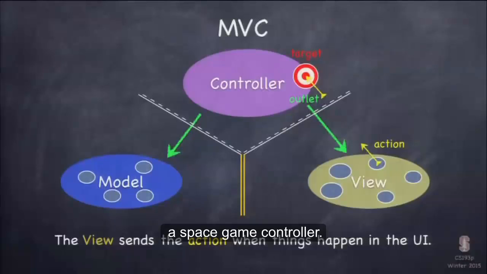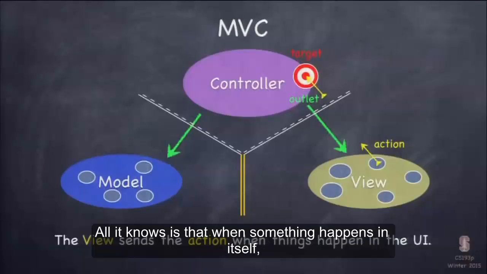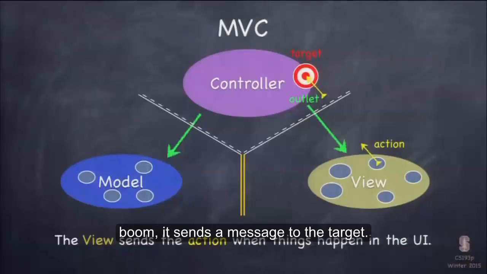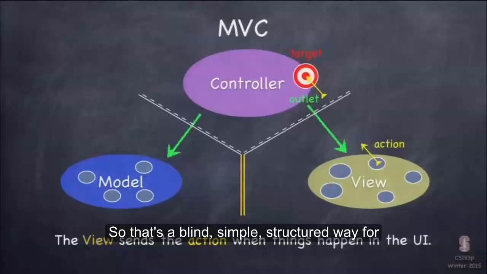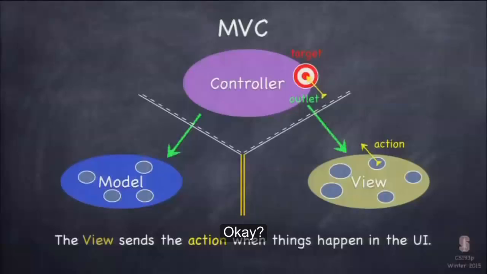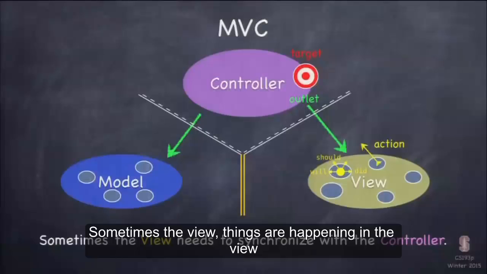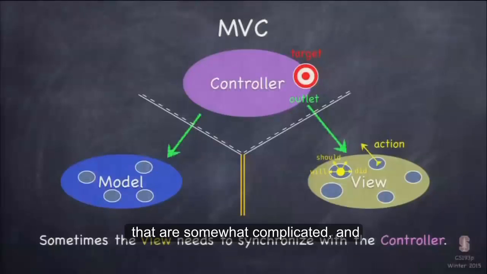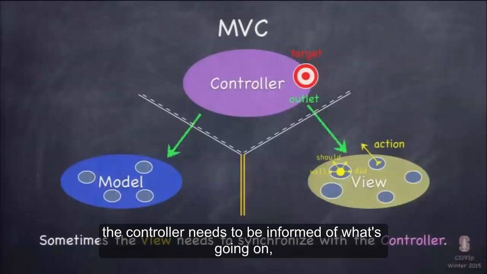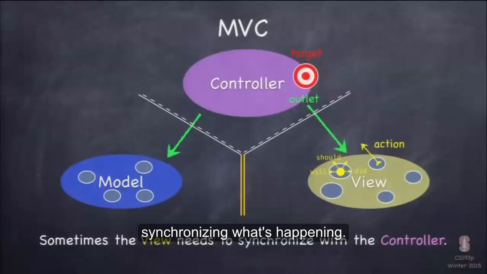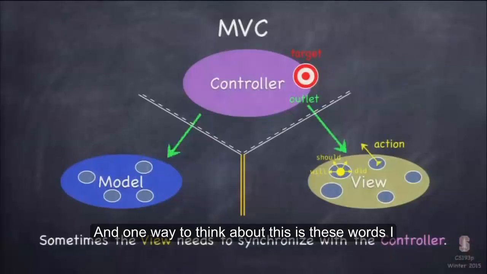It has no idea that it's a card game controller or a space game controller. It doesn't know what kind of controller it is. All it knows is that when something happens in itself, boom, it sends a message to the target. So that's a blind, simple, structured way for the view to communicate with the controller. Okay? But what about more complicated ways? Sometimes things are happening in the view that are somewhat complicated, and the controller needs to be informed of what's going on, synchronizing what's happening.